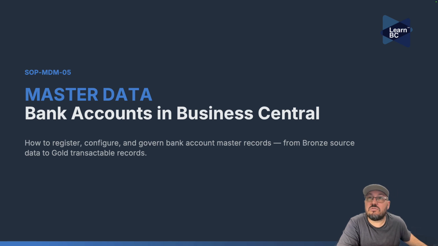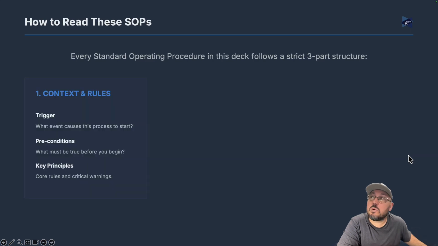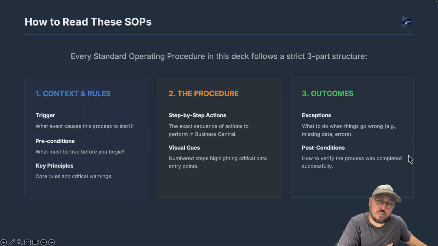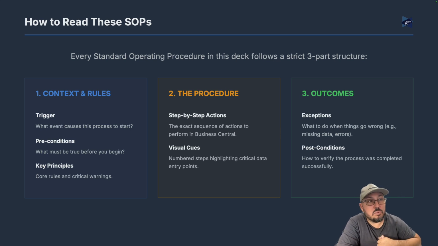Now, before we go too far through it, we want to talk through the context and the rules, the trigger, the preconditions, and the key principles. What is the context and purpose? Make sure you get that, and then you'll understand as theory meets practice. The practice is the procedure, step 1 to whatever, 1, 2, 3, 4, 5, 6. And then the outcomes is let's talk through what happens if it works and what happens if it doesn't.